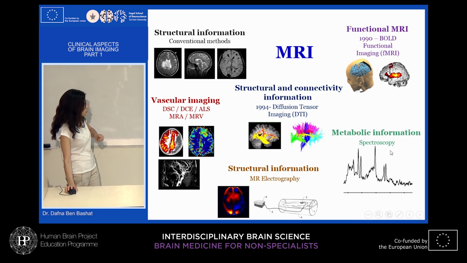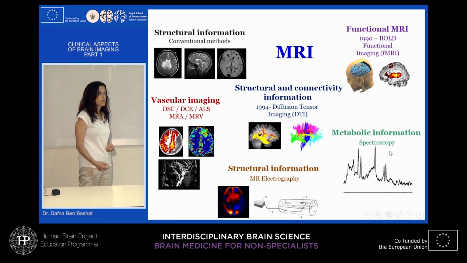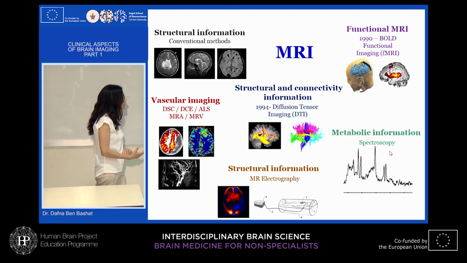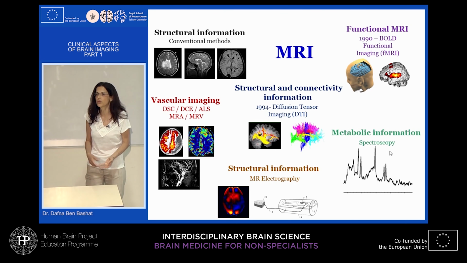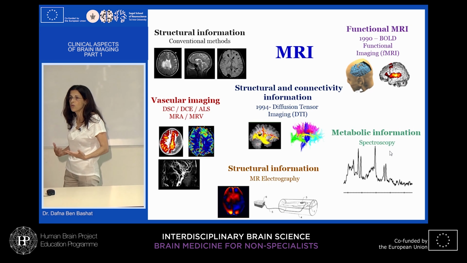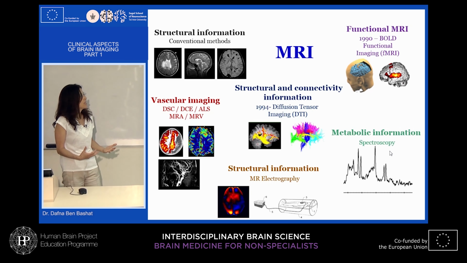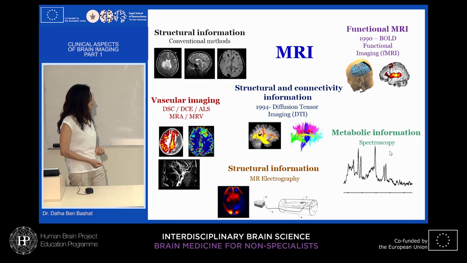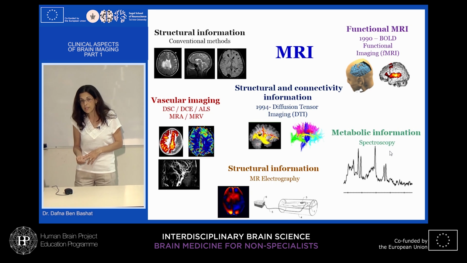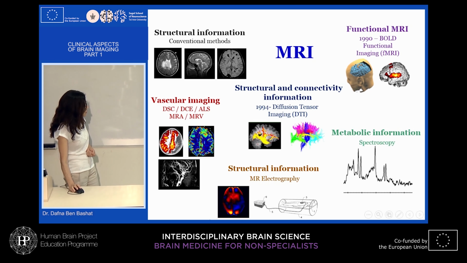MRS is one method within the MRI that can really give us information about major metabolites. And this is very important for metabolic disorders. There is a lot of research on psychiatric disorders that we know involve abnormality in different chemicals within the brain, and also a push towards better spatial resolution and sensitivity to metabolites that are in a low concentration.